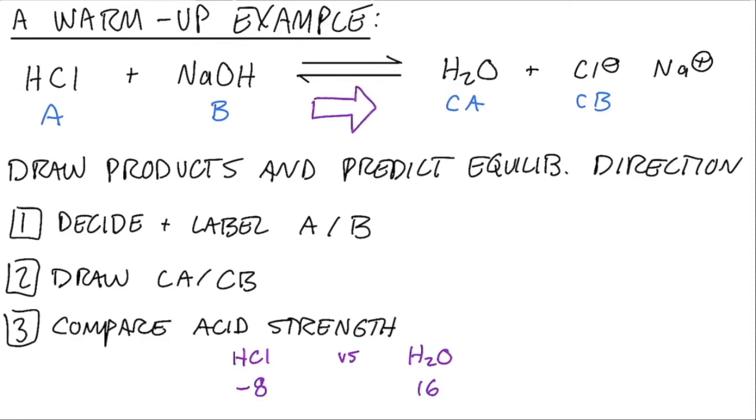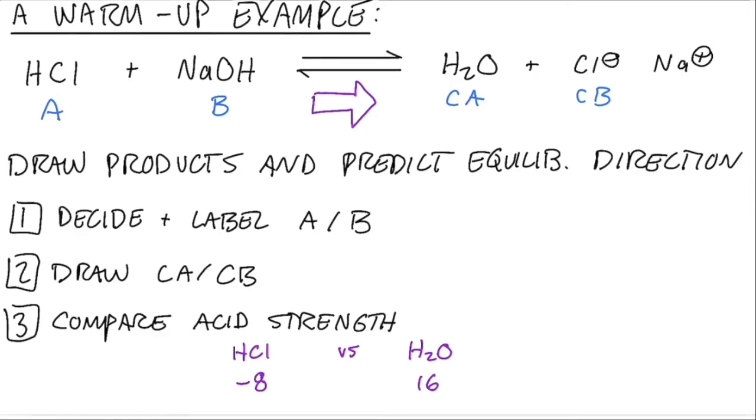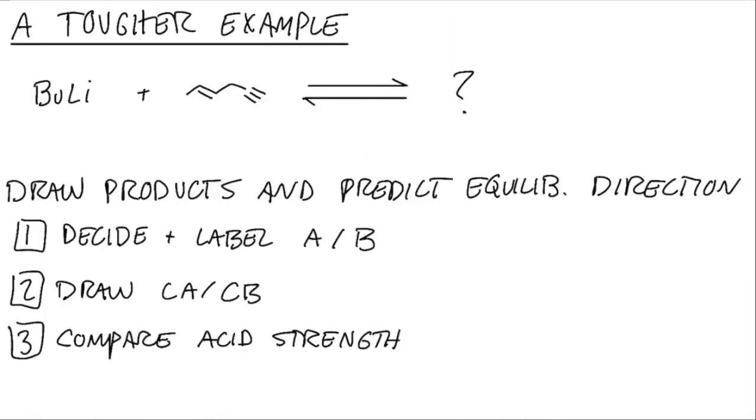You may already know this from Gen Chem, where we learned that if you combine a strong acid and a strong base, you're going to get an acid-base neutralization reaction where you make water and a salt. Let's move on to a slightly tougher example. In this example, we're given butyllithium and some other organic-based molecule. So, which one is our acid and which one is our base? This one is a little tougher to tell, isn't it?